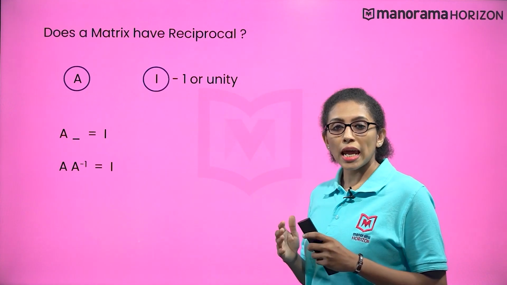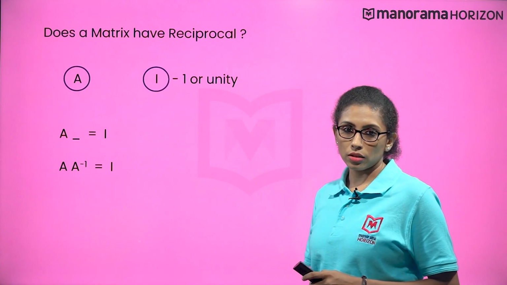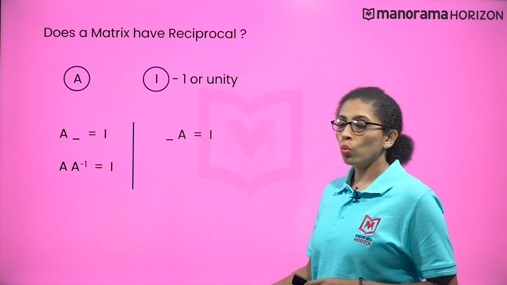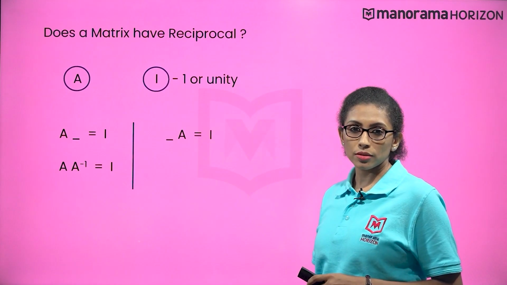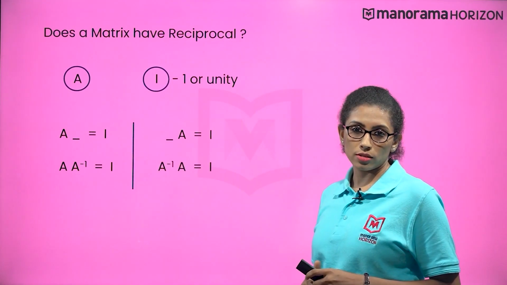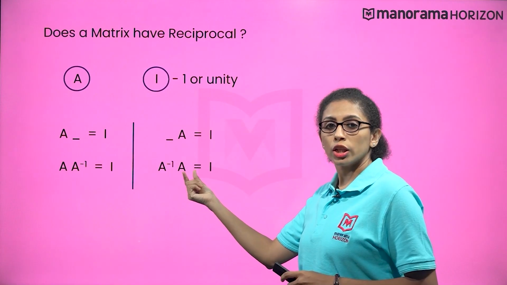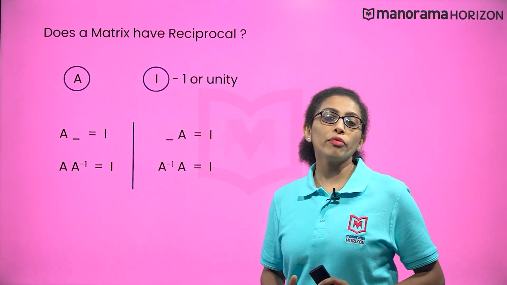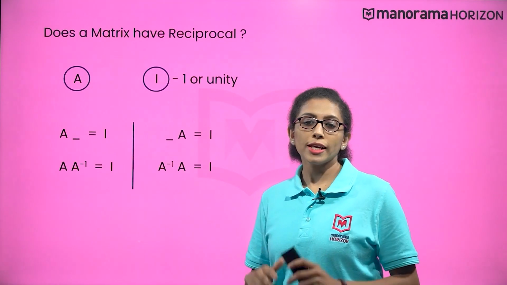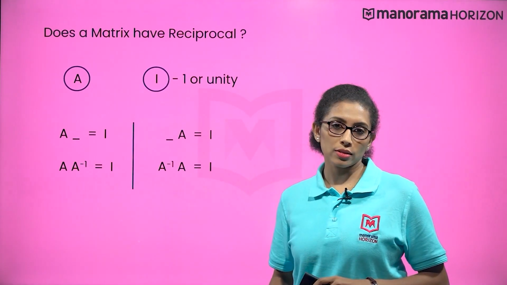A times A inverse gives us the identity matrix. Again, what multiplied by A gives us the identity matrix? A inverse. That is, A inverse multiplied by A gives us the identity matrix. This is the concept of the inverse of a matrix. Its product with A gives us the identity matrix.